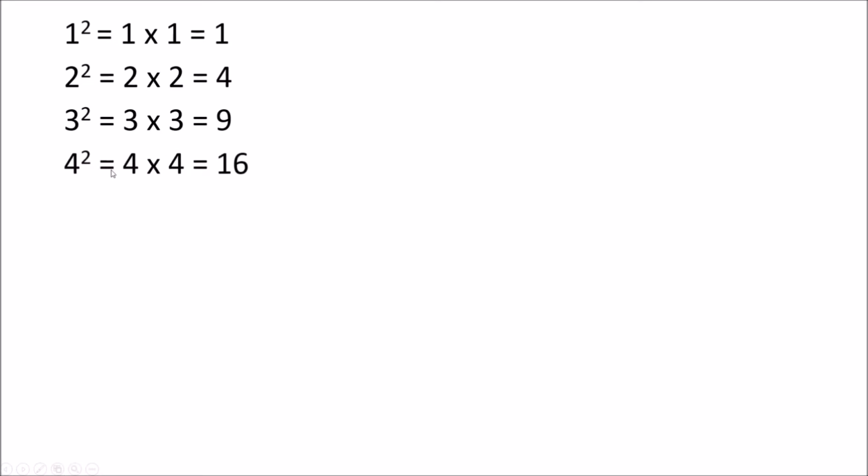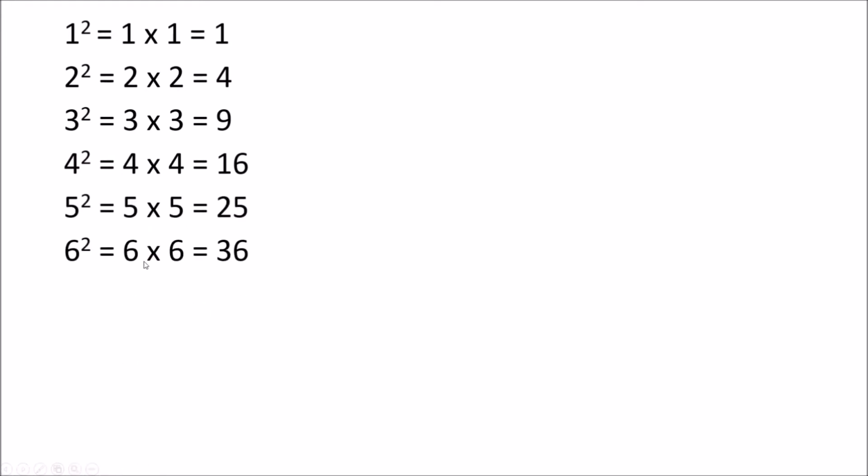1 squared is equal to 1 times 1 equals 1. 2 squared is equal to 2 times 2 equals 4. 3 squared is equal to 3 times 3 equals 9. 4 squared is equal to 4 times 4 equals 16. 5 squared is equal to 5 times 5 equals 25.